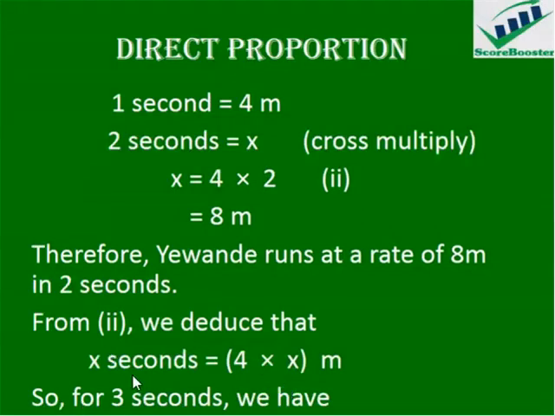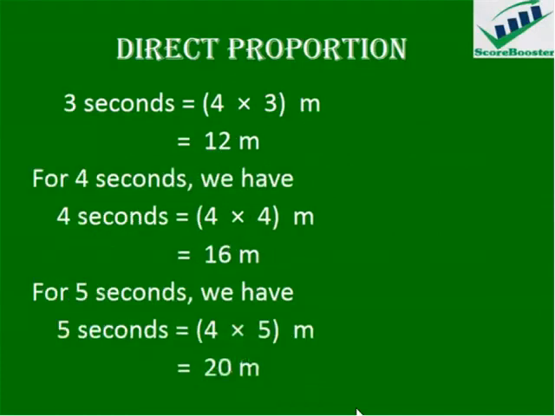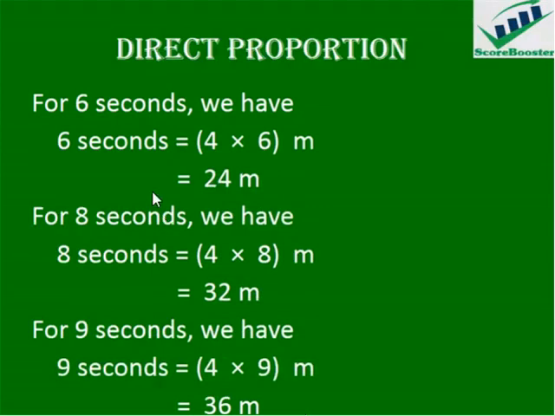So for 3 seconds, using this, our x will be 3. 3 seconds will be what? 4 multiplied by 3, which will be 12 meters. For 4 seconds, we have 4 multiplied by 4, that will be 16 meters. So in 4 seconds, she can run a distance of 16 meters. For 5 seconds, we have 4 multiplied by 5, which is 20 meters. So we do the same. We do for 6 seconds too.